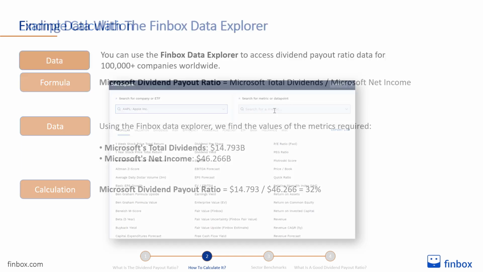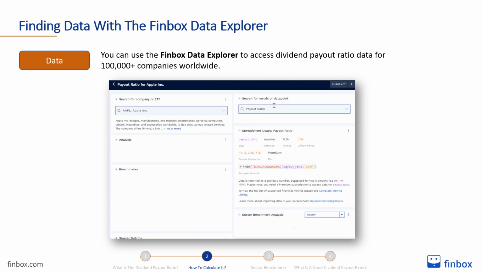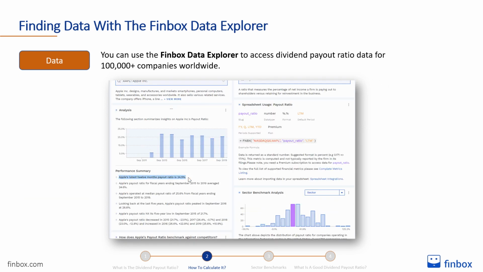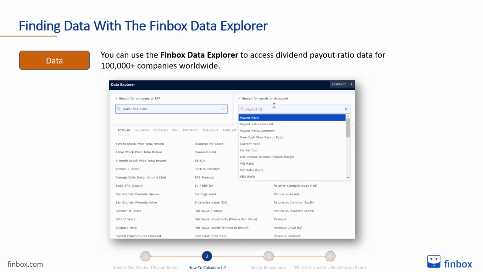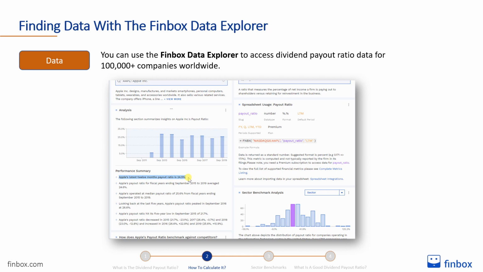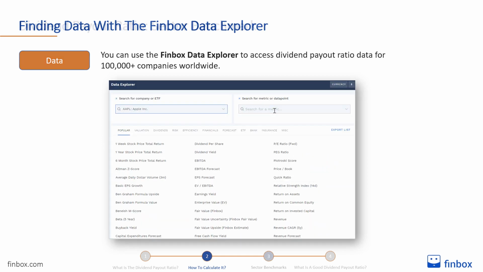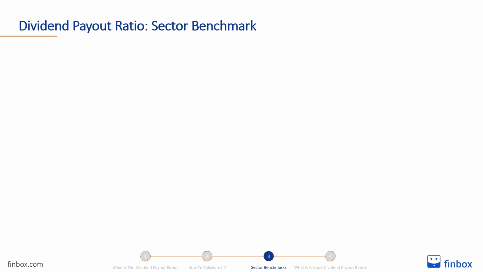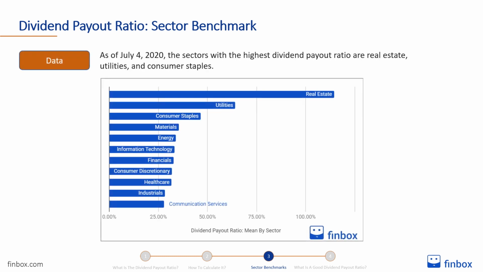You don't need to do the calculation alone, and you don't have to use a dividend payout ratio calculator. You can use the Finbox Data Explorer to access dividend payout ratio data for 100,000 plus companies worldwide. The average dividend payout ratio varies greatly among different sectors, so it is very useful to compare a company to its sector while evaluating it. As of July 4, 2020, the sectors with the highest dividend payout ratio are real estate, utilities, and consumer staples. Communication services, industrials, and healthcare are the sectors with the lowest dividend payout ratio.